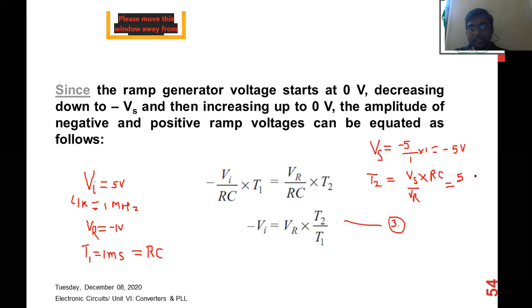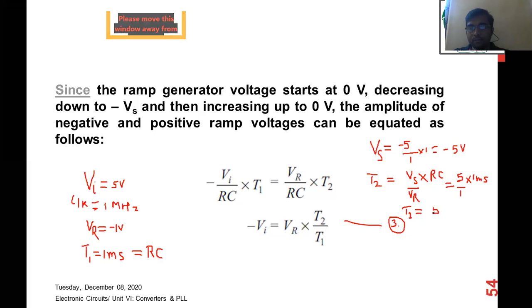Because in the case of T2 time, Vs goes to the positive, as we have already seen in the description. Then RC is 1 millisecond, and upon Vr, which is minus 1 volt, so we take only the amplitude part, 1 volt. Vs and Vr are both negative, but they cancel out. So what would T2 be?